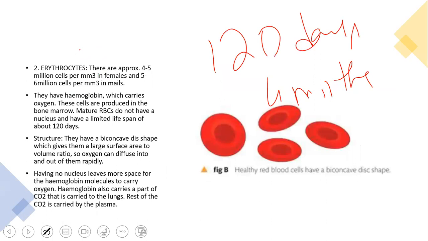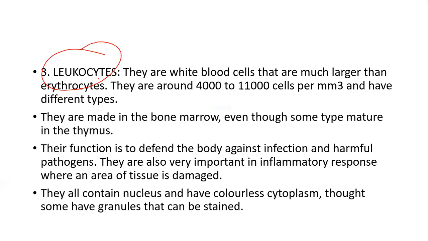Talking about quantity, approximately red blood cells are around 4 to 5 million in females and 5 to 6 million in males. Leukocytes are much fewer. They are 4,000 to 11,000. Those are in millions, 4 to 5 and 5 to 6. And now when we talk about where they are made, in the bone marrow.